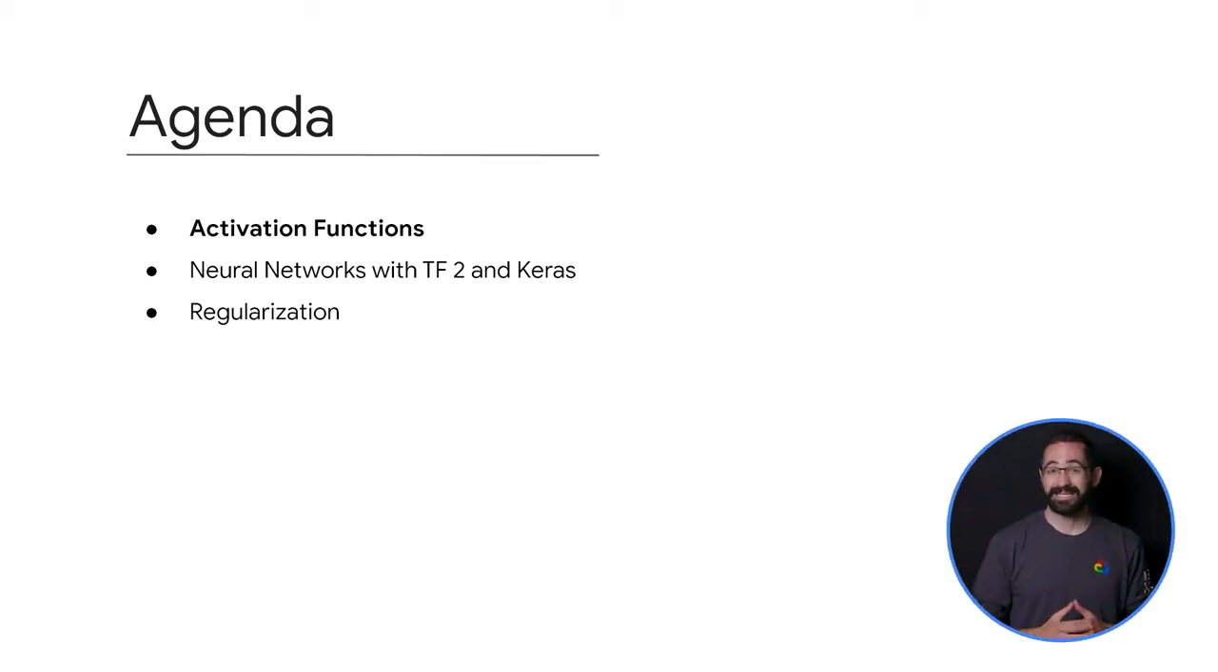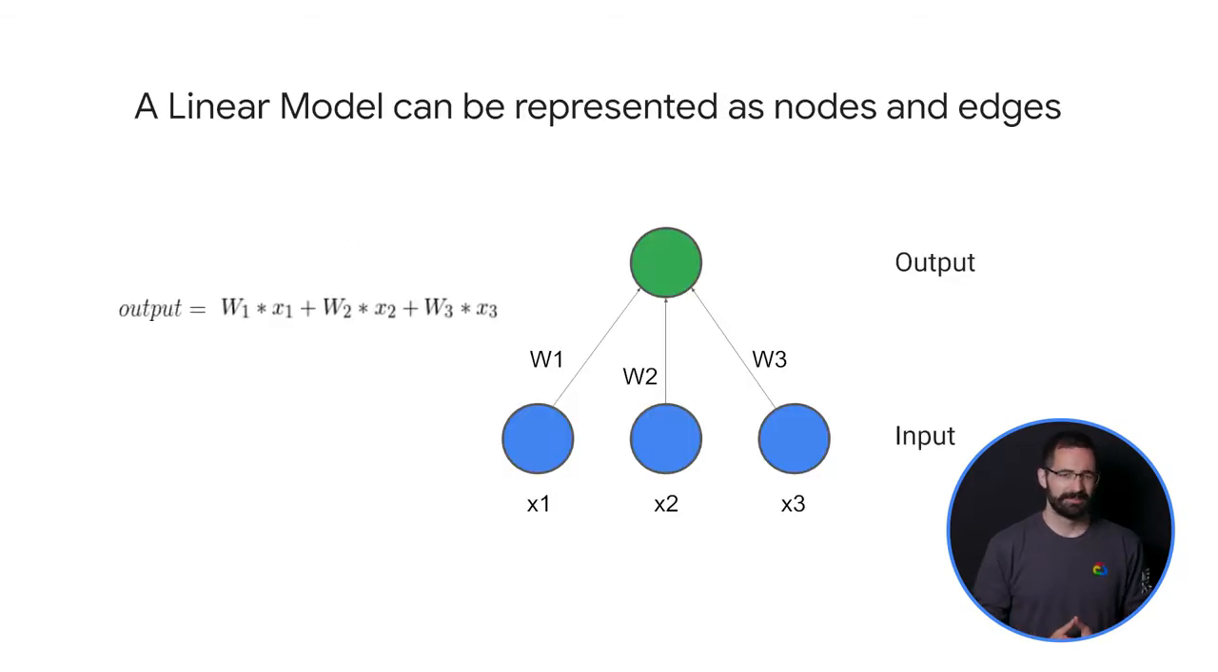Next, let's take a look at activation functions and how they help training deep neural network models. Here's a good example. This is a graphical representation of a linear model. We have three inputs on the bottom, x1, x2, and x3, shown by those blue circles. They're combined with some weight, w, given to them on each of those edges. Those are the arrows that are pointing up. And that produces an output, which is the green circle there at the top.